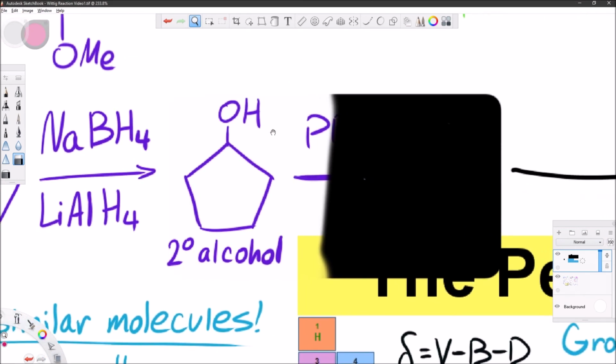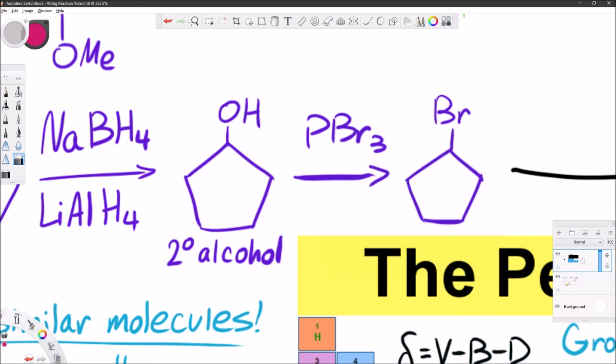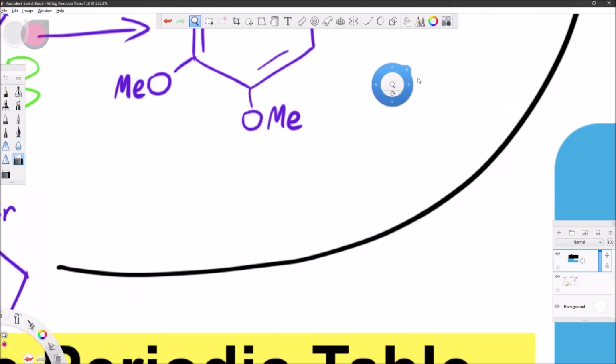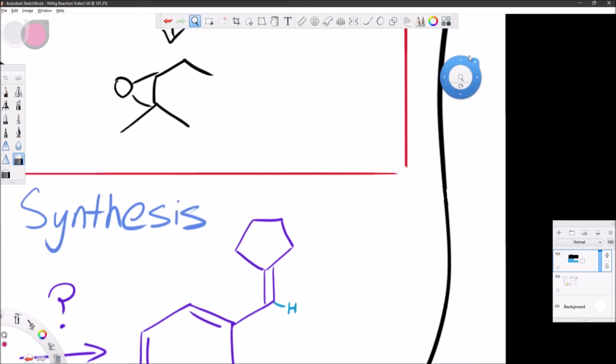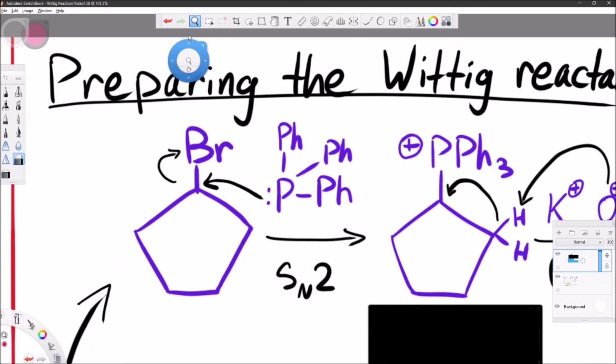From this, we're going to instantly brominate it because that gets us to an alkyl halide, which we can then use to make our Wittig reaction. So, phosphorus tribromide, ta-da! Let's just follow the arrow with our alkyl halide to prepare the Wittig reagent. Sorry, this program is not exactly built to have videos. I drew out some of the mechanism already for the sake of time.